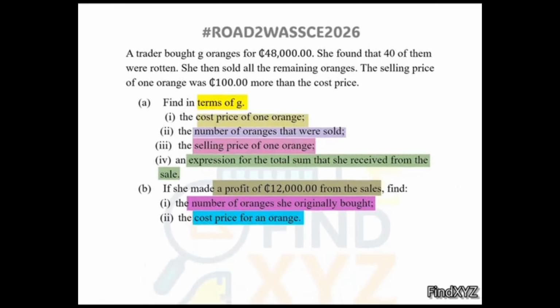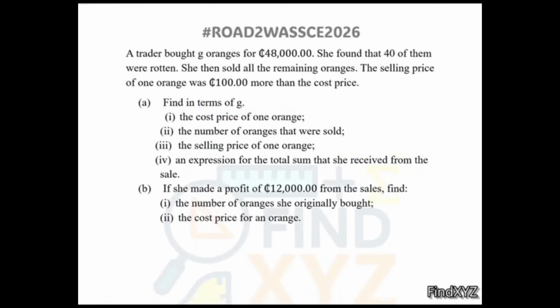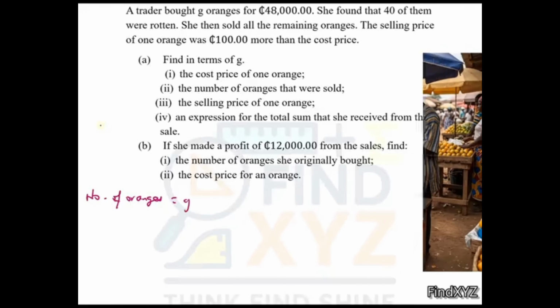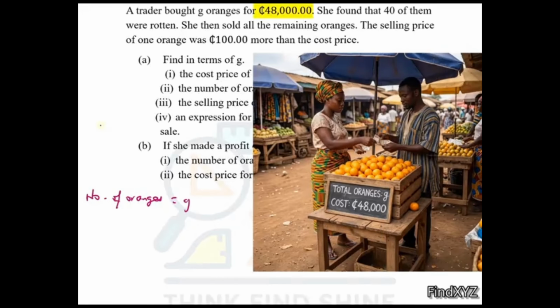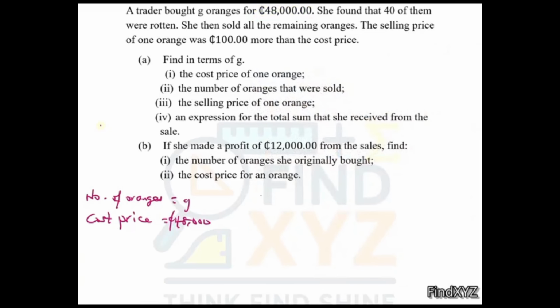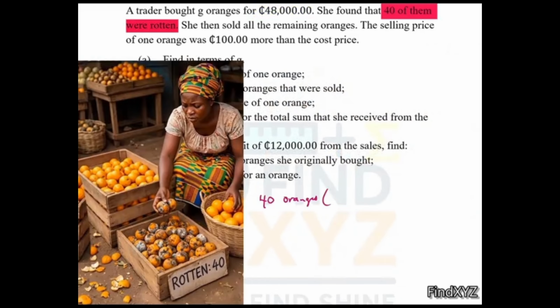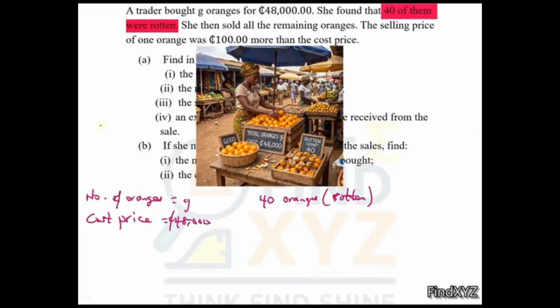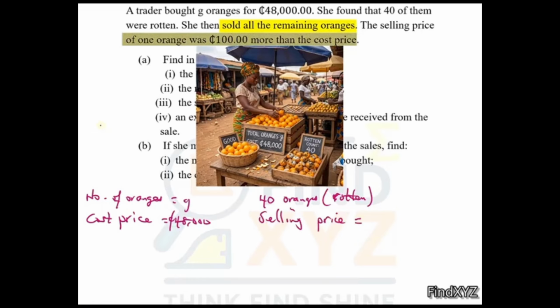We know that a number of oranges were bought for a certain amount. And what is the amount? So we know the number of oranges bought, that is G. What was the amount? So this becomes the cost price, 48,000 cedis. Then something happened. 40 of the oranges were rotten. Then the last information is that she sold all the remaining oranges. So the selling price for one orange was 100 cedis more than the cost price.